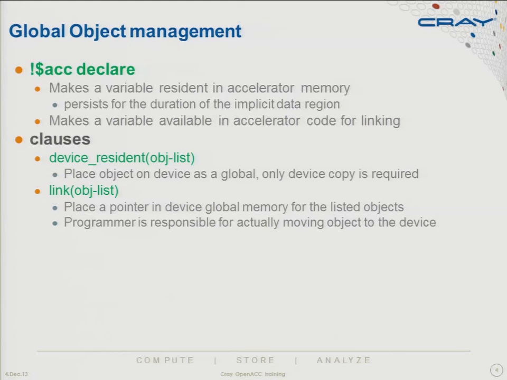Is there a way to always put it on the GPU straight away? Is there a way to say it's always on the GPU? The declare directive is a way of doing that. And there are some clauses to do with whether you should actually put it on the device or whether you should just say that it is capable of always living on the device, and you will move it at some later point in the code.